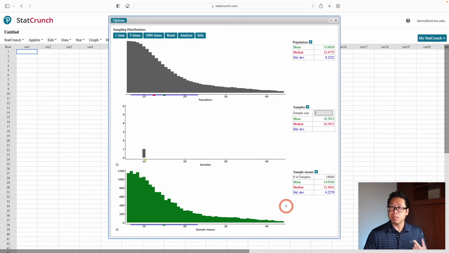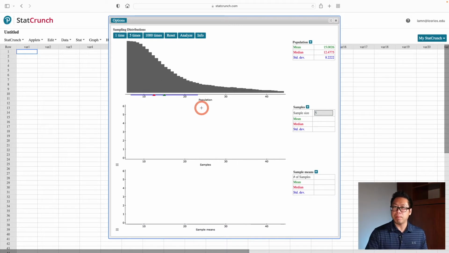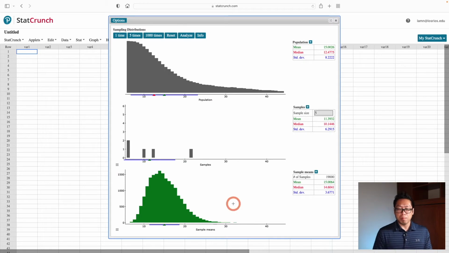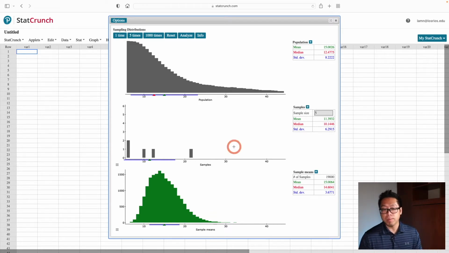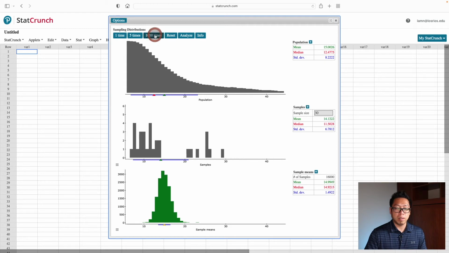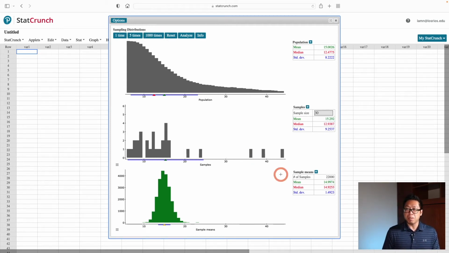Now what happens when I increase the sample size to 5? What do you think happens? The picture now is less skewed to the right, right? You may say it's still slightly skewed to the right, but it's definitely less skewed to the right now and looks more like a normal distribution. What happens if I increase the sample size now even more? Let's go to 30 now. The picture at the bottom now doesn't look skewed at all. It looks very much like a normal distribution.